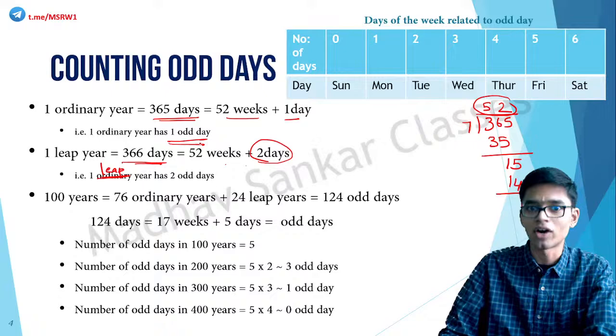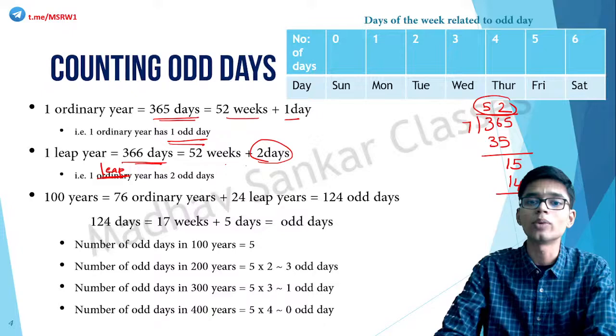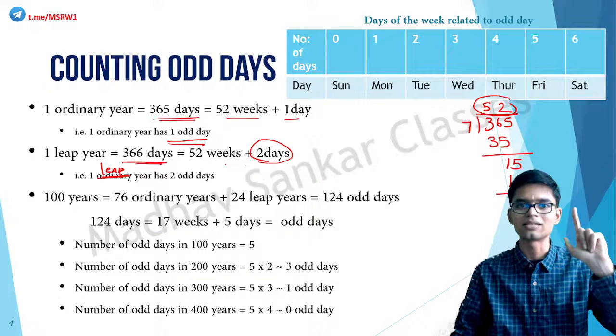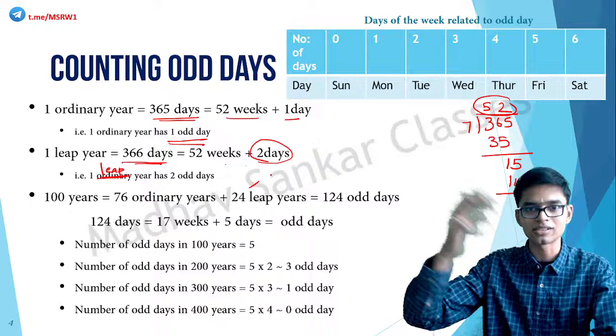What about 100 years? 100 years actually has 76 ordinary years and 24 leap years. Divide it by 4 and you can understand that. 4, 8, 12, 16, all these are leap years, all the way up to 96. So you will have 24 leap years and whatever is remaining, 100 minus 24, that is 76 ordinary years.